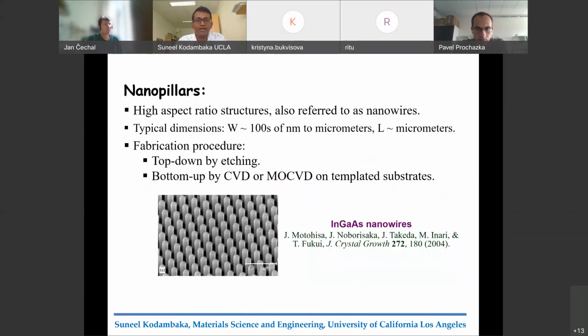Okay, and in the nanowire community, there is another term that is used, and this is nanopillars. These are no different from nanowires. It's just the way they're fabricated. Typically, they're made either by top-down etching or by synthesis without the use of any external catalyst, typically in templated surfaces using chemical vapor deposition. And here is a scanning electron microscopy image showing the lithographically patterned and grown indium gallium arsenide nanopillars.